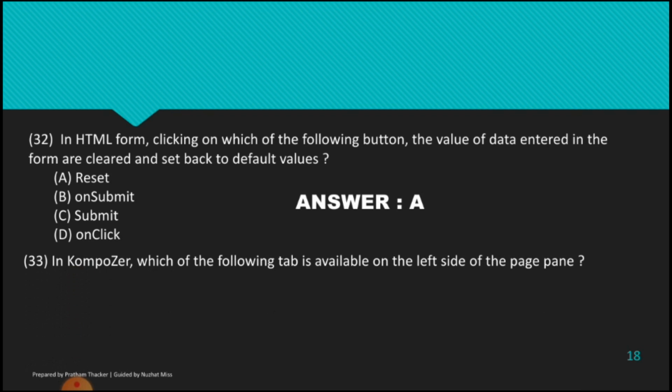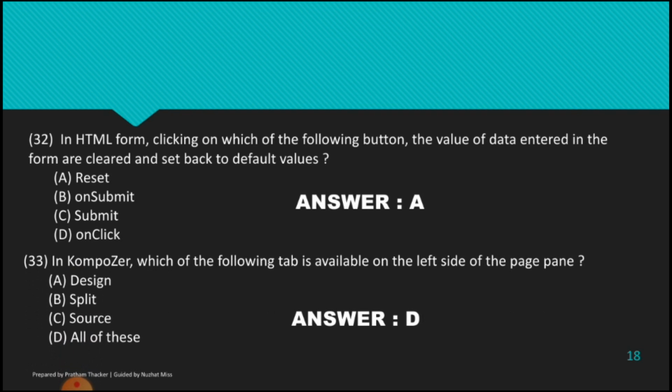Question number 33. In Composer, which of the following tab is available on the left side of page pane? Option A, design. Option B, split. Option C, source. Or option D, all of this? Answer is option D, all of this.